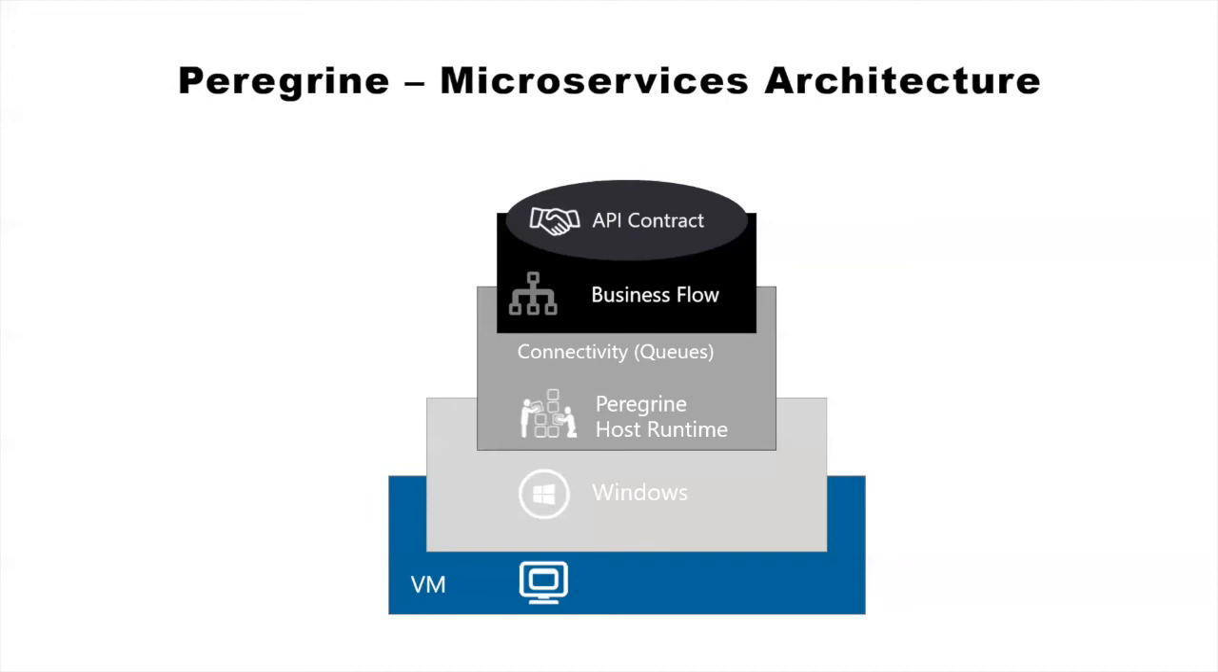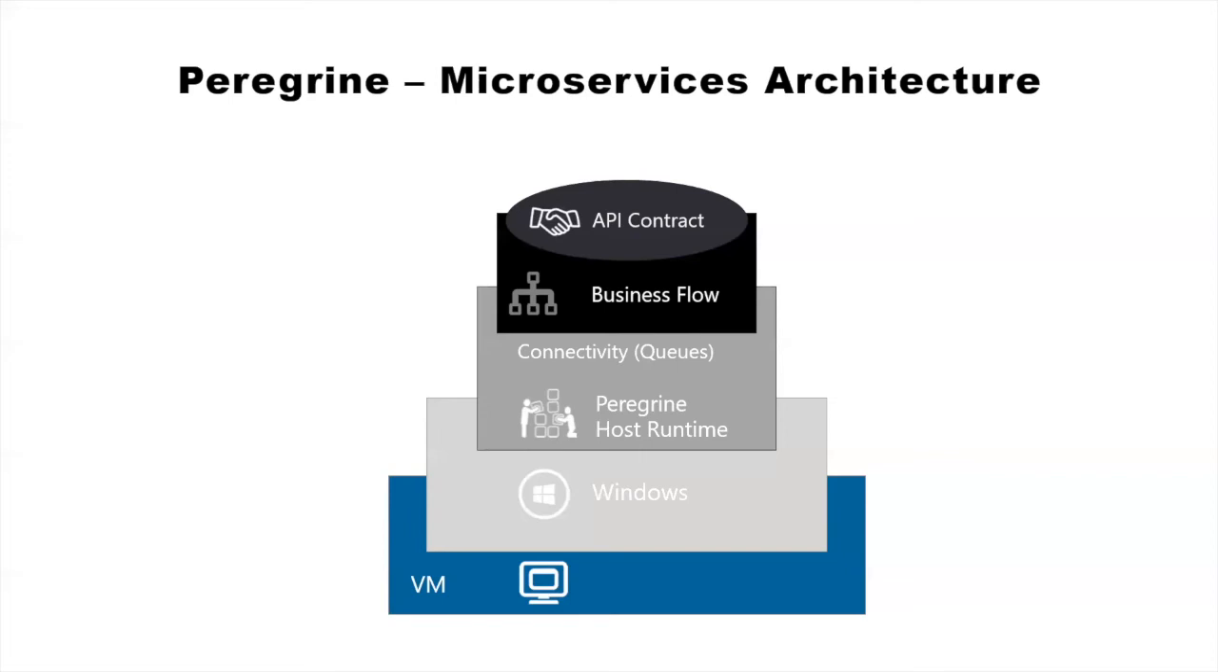So how does the typical microservice architecture look? You have a virtual machine. On the virtual machine, you have an operating system running. On the operating system, you will be running a Peregrine host runtime, which has business processes and flow and your application, which are basically opened up using some kind of API, some kind of API contract. So it's a traditional approach. People build a microservice architecture.